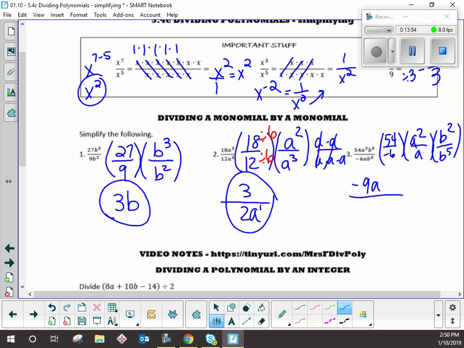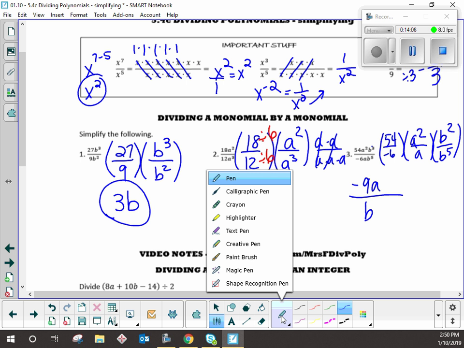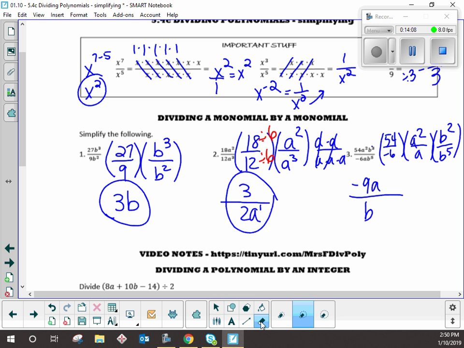B's, where are the most b's? So b stays on the bottom, and how many are left over? 3. 3, right? Is that it? Wait, is that it? Oh, it's a 3 on top? Okay. It's hard for me to see. So that's a 3 right there? I wrote it. Okay, so 2 left over. Very good.